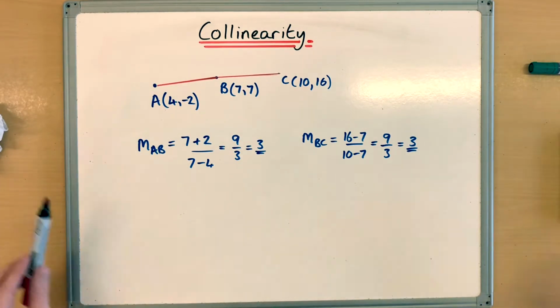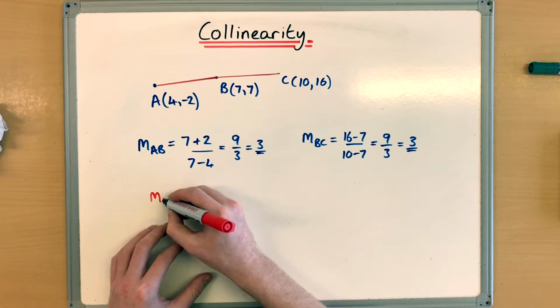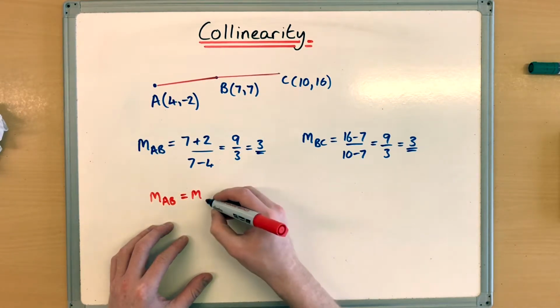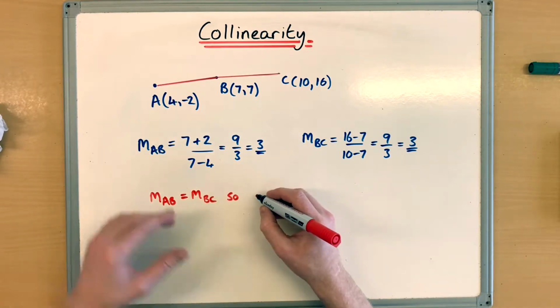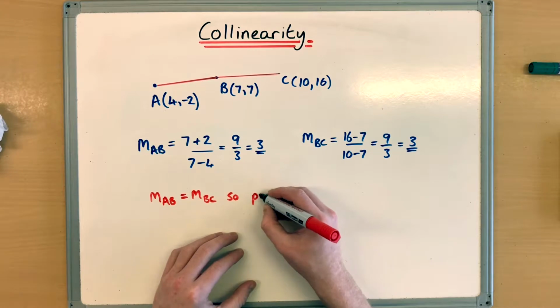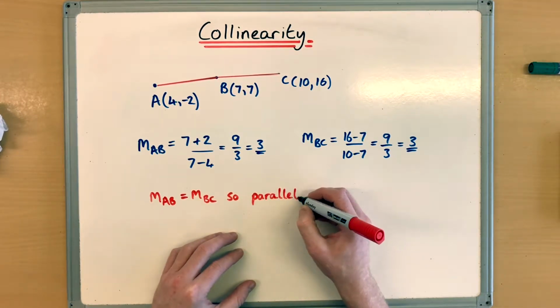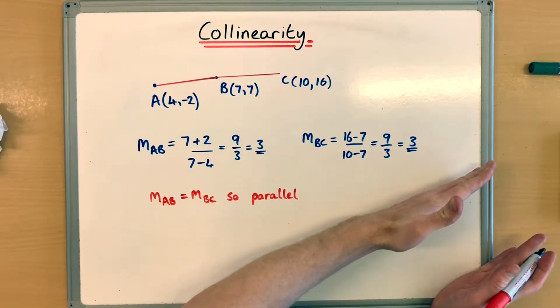Well, I need to state a couple of things. First of all, I need to say that the gradient from A to B is equal to the gradient from B to C. So they are parallel, in other words. Now, if I have 2 lines with the same gradient, what's to stop them being parallel and never meeting?